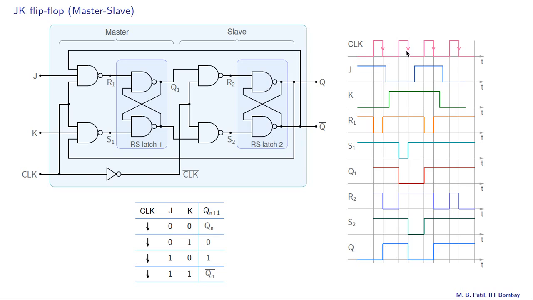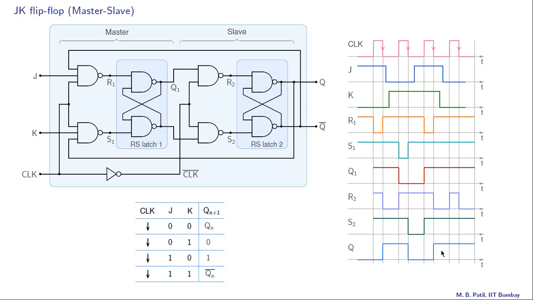And what is the situation just before this active edge? J is 0 and K is 1, and that brings us to this row. That means Qn plus 1 would be 0, and that is what happens over here. Again nothing changes up to the next active edge, and just before that transition, we have J equal to 1 and K equal to 1, which means our Qn plus 1 is going to be Qn bar. So the output is going to toggle. Since it was 0 earlier, it's now going to become 1.